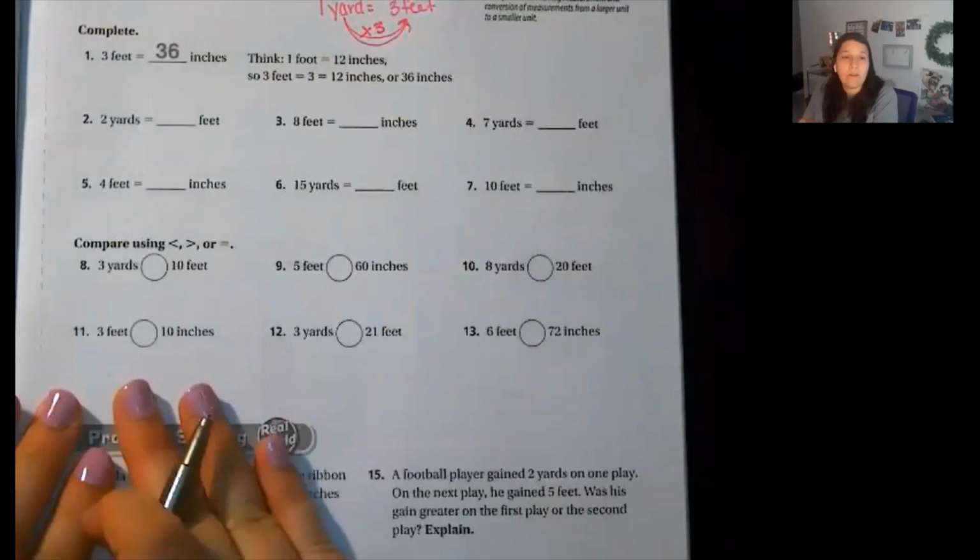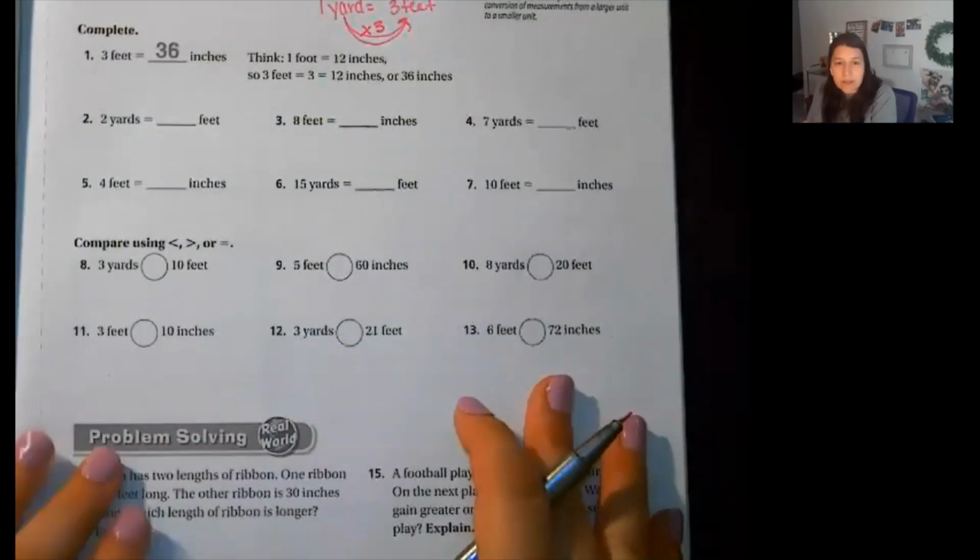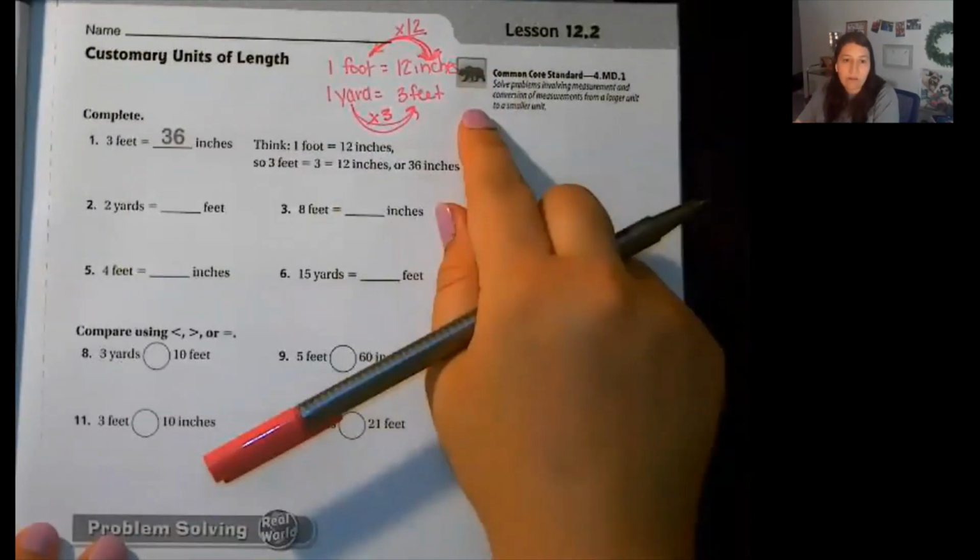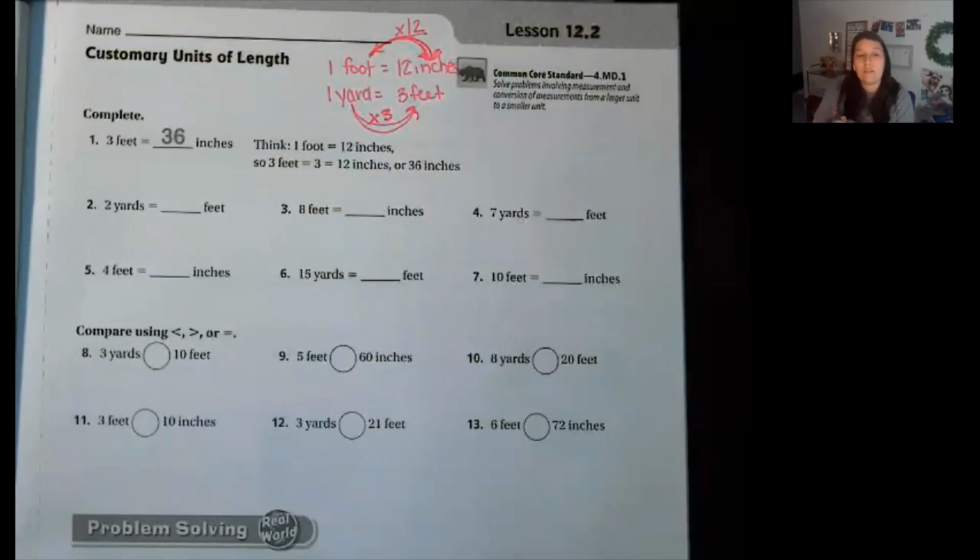For numbers 8 through 13, you're comparing. So again, you're going to have to convert one of them. Remember to convert your bigger unit. So if you're looking at yards and feet, you want to convert the yards to feet, to the smaller. And if you're looking at feet to inches, you want to convert your feet into inches.